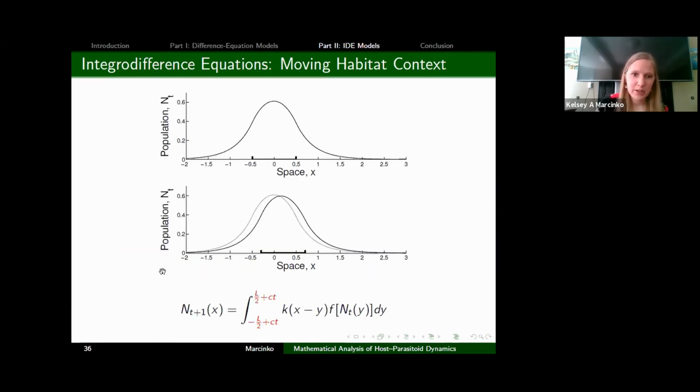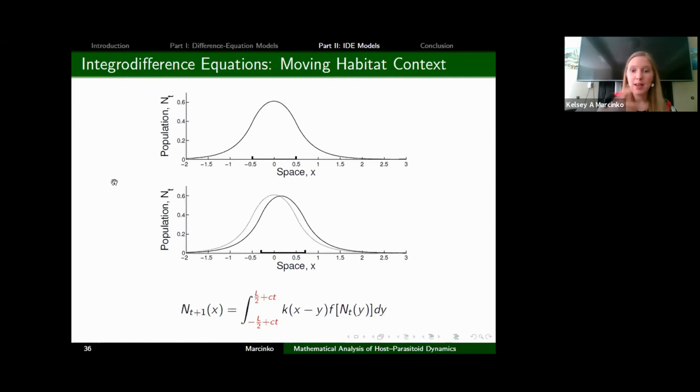As a bit of an illustration here, if we have some population that's distributed across space, prior to thinking about climate change, we have this population distribution where the habitat patch is this range right here. Individuals inside the patch will reproduce, and then they disperse both inside and outside the patch.